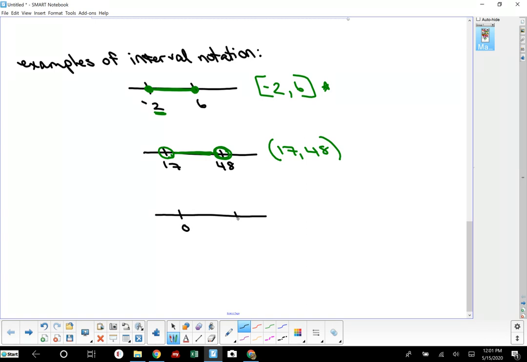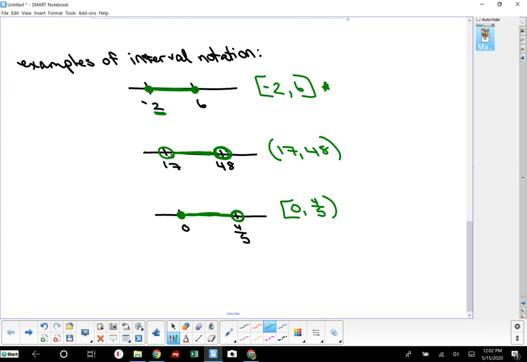Let's go from 0 to 4/5. Don't worry about the numbers and them being fractional. Let's say this is a closed dot, open dot, shading in the middle. Closed dot gets a bracket. Your smallest number is 0. You're going up to 4/5. 4/5 has an open dot, parenthesis. So that would look like that.